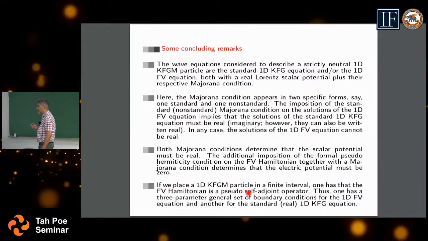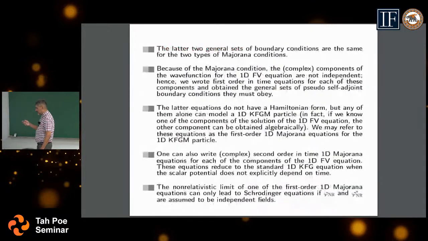If you put this in an integral, you get the most general boundary conditions for the real solution. And finally, the latter two general sets of boundary conditions are the same for the two types. So it's interesting: we have two Majorana conditions, but you have the same sets of boundary conditions. They don't depend on the Majorana condition. It's interesting.